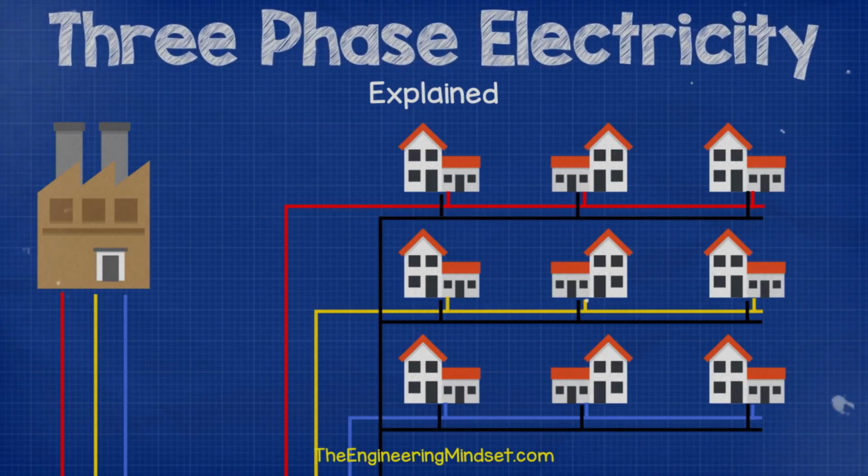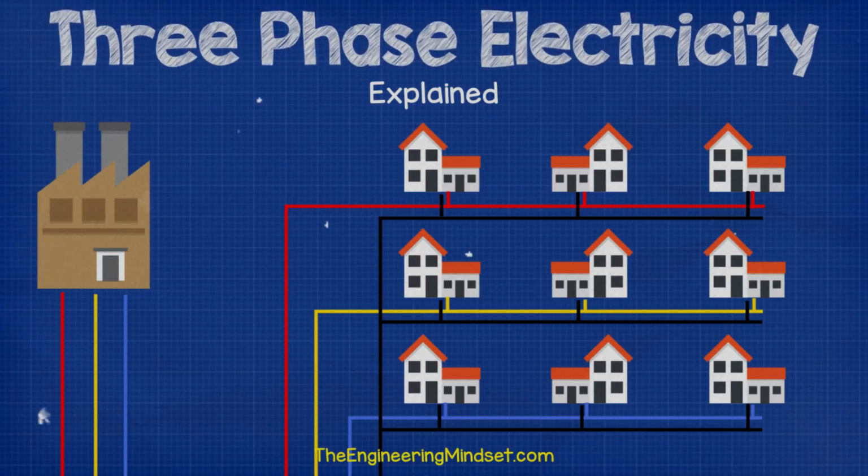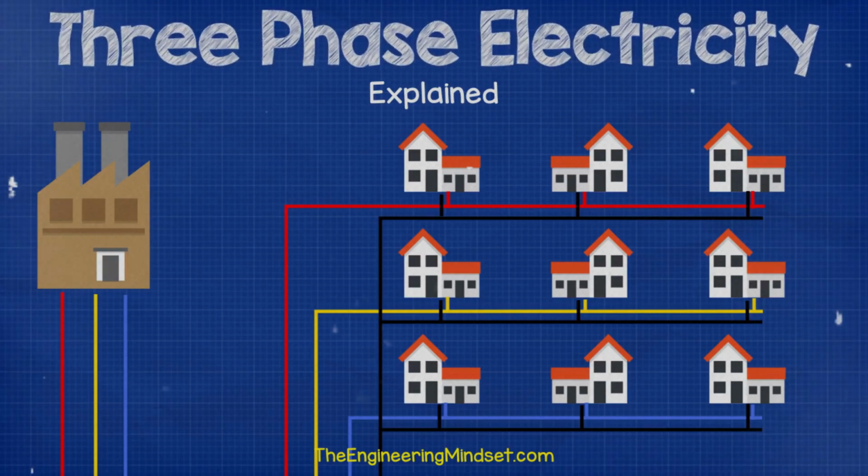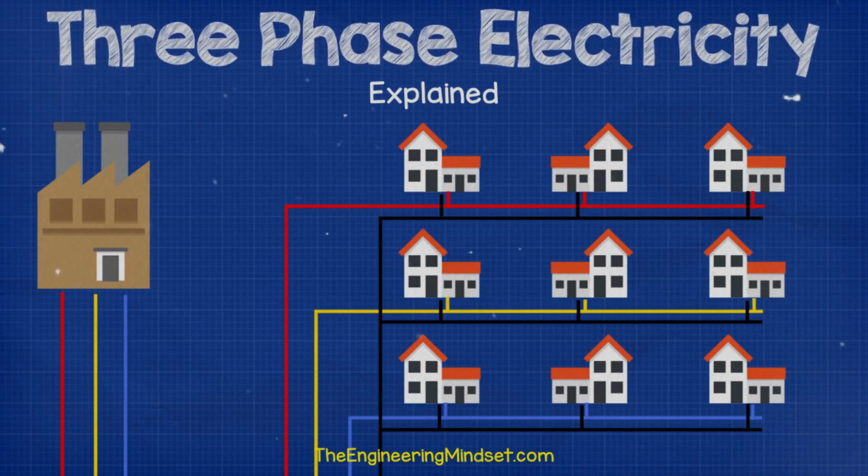The same occurs with the distribution of electricity across a city. Houses will be connected to only a single phase because they do not require much power, whereas a large building will be connected to a three-phase supply as they will require a lot of power.